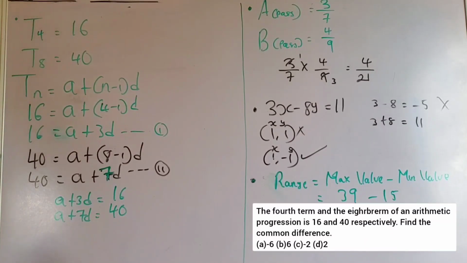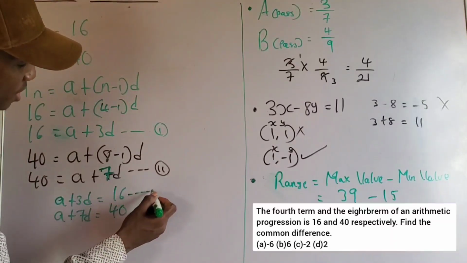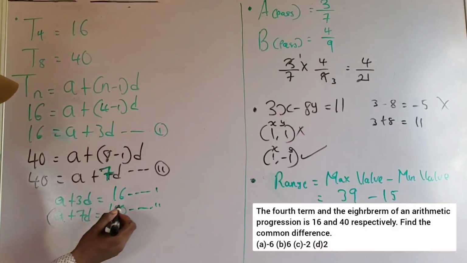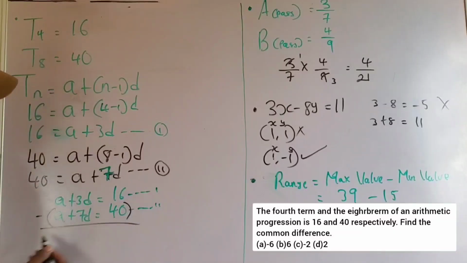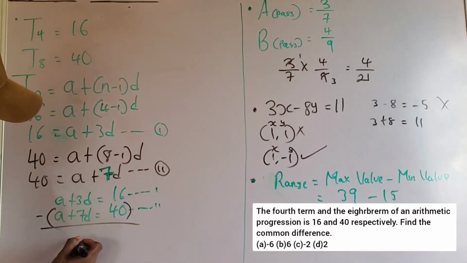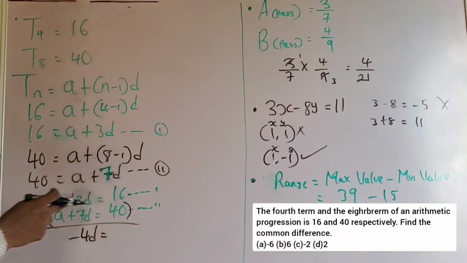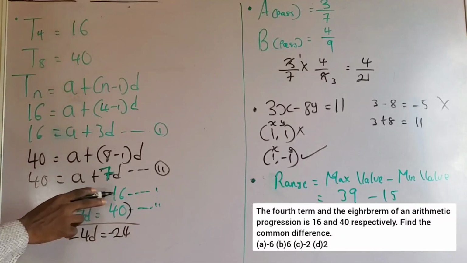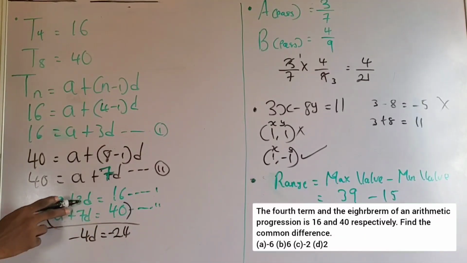I can eliminate a by subtracting equation 2 from equation 1. So let us put minus. A minus a is 0. 3d minus 7d is negative 4d, equals 16 minus 40, which is negative 24. A minus a, 0. 3d minus 7d, negative 4d. 16 minus 40, that is negative 24. Do you understand?